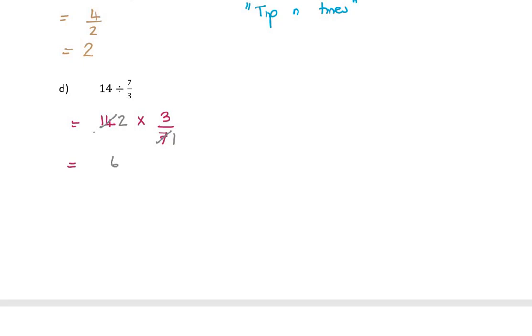And lots of people don't know what to do at the bottom here. Don't forget that every whole number has an invisible denominator of 1. So my denominators are 1 times 1, which is 1. So this is actually 6. Right, so now we've revised multiplication and division of fractions.